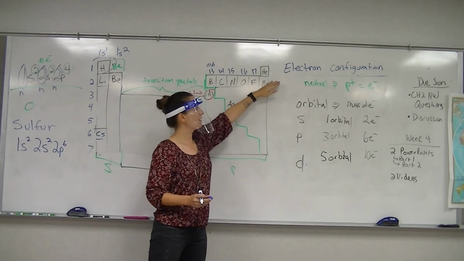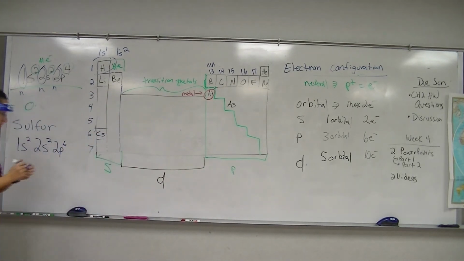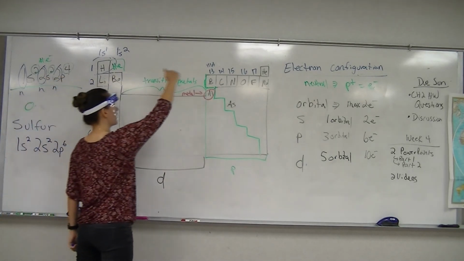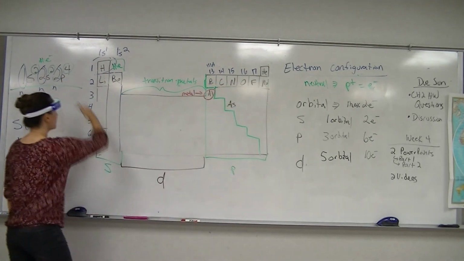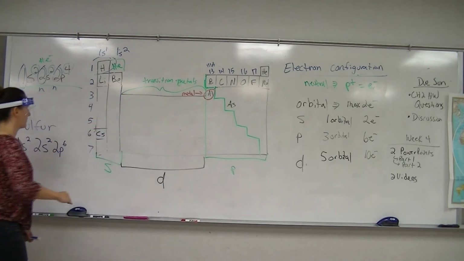So now I'm at neon. Then you go back down to the next line. It's like you're reading a book: you go left to right until you get to the end of that line, and then you go to the next line.